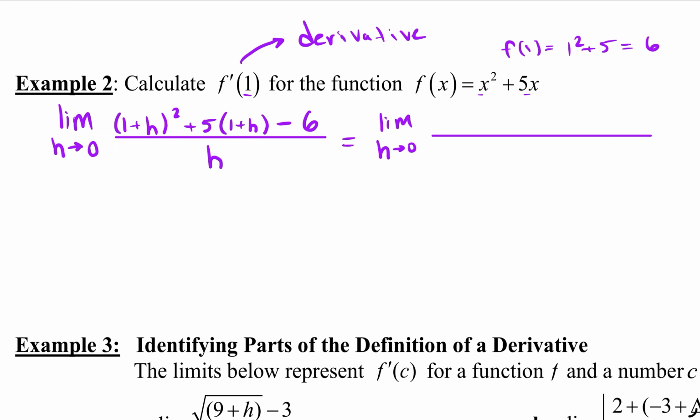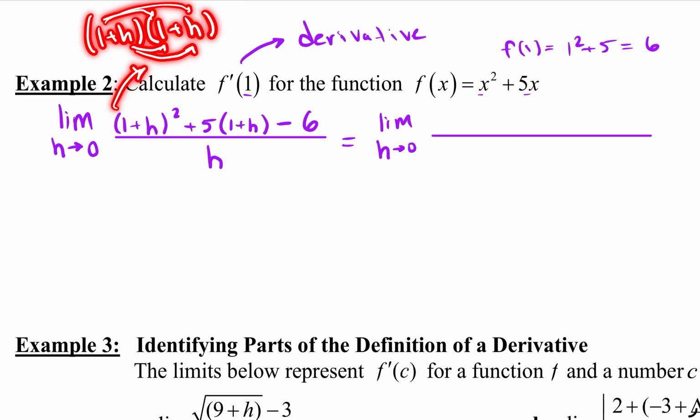Oh my gosh, the number of people that I watch go, oh, this is 1 squared plus h squared. Absolutely not. 1 plus h squared is the same thing as writing two 1 plus h's. And then you have to do that repeated distribution, right? You have to distribute the 1 to the 1 and to the h, and then you got to distribute the h to the 1 and h to the h.